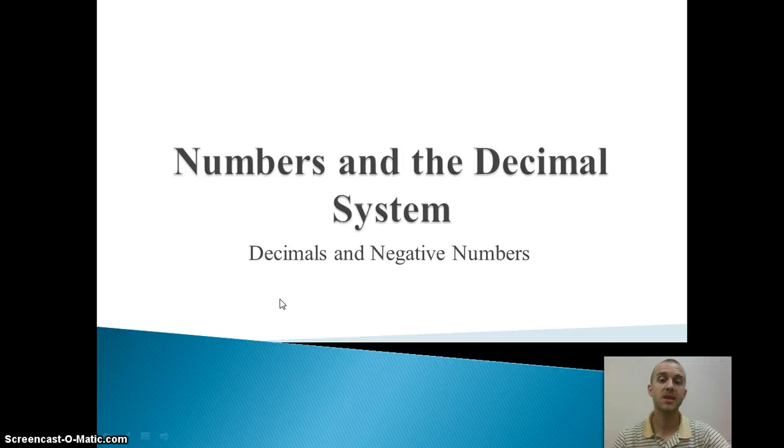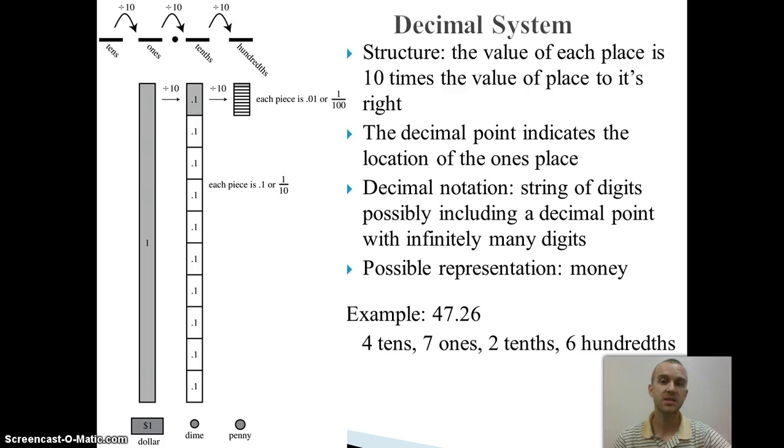In this video, we'll explore decimals and negative numbers in the base 10 system. Now, in the base 10 system, it's structured so that each place value is 10 times that of the place values to its left and right. For instance, if I'm in the ones place, the tenths place is 10 times smaller than the ones place, and the tens place is 10 times greater.